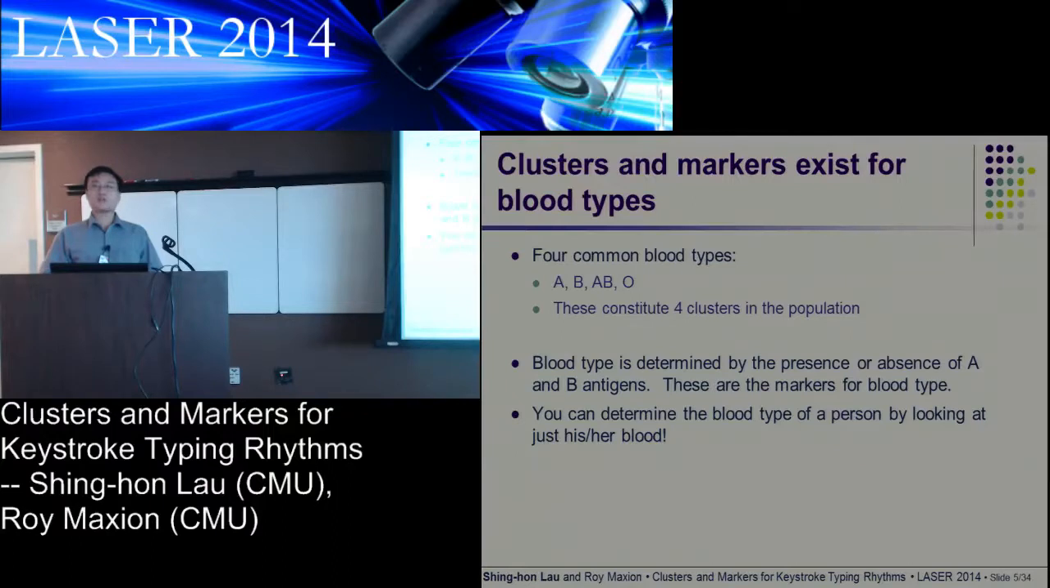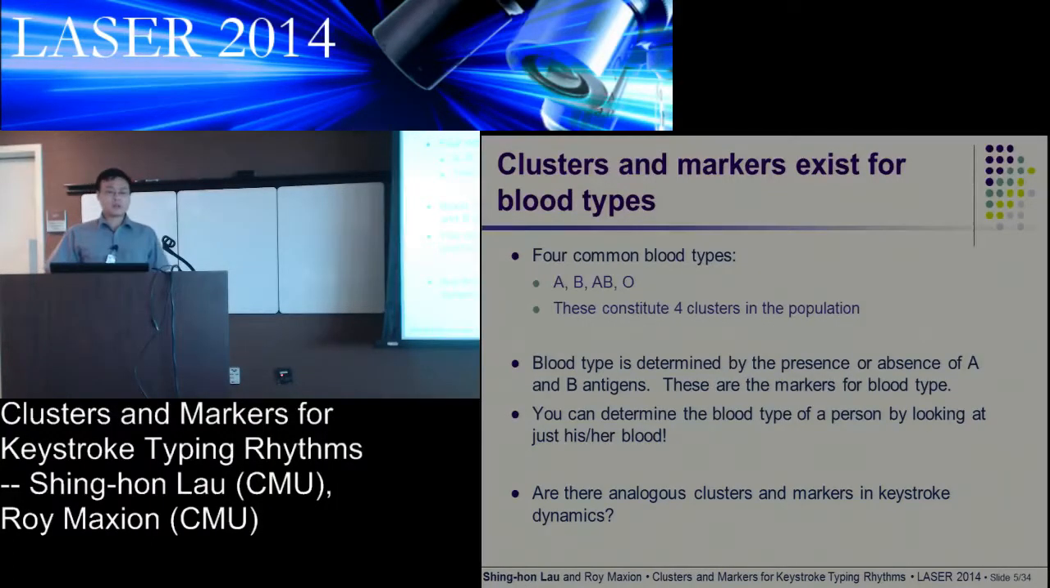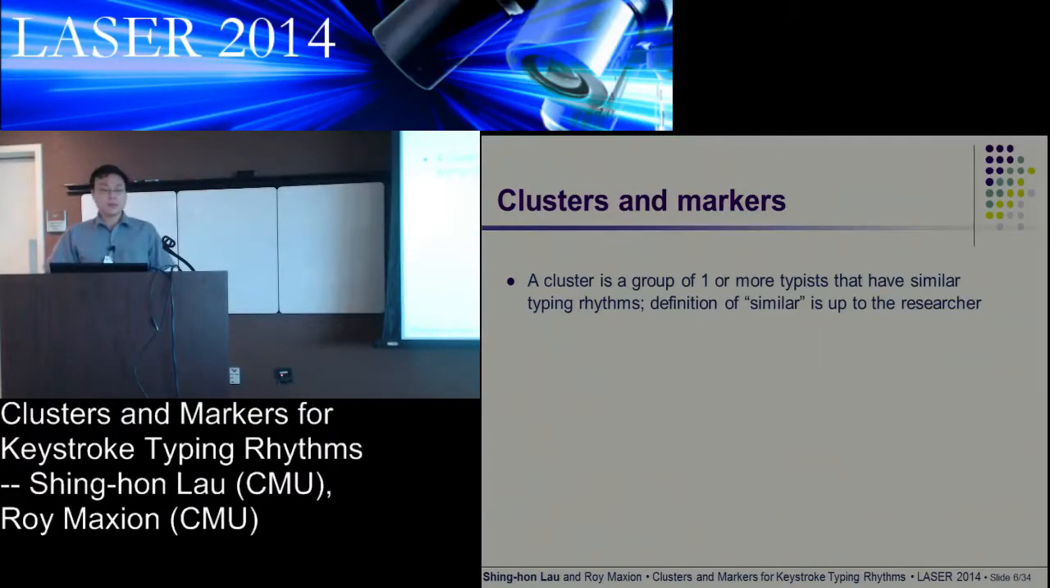And so the way this work got started was that we posed a question of, well, are there analogous clusters and markers in keystroke dynamics? So to formally define this, at least for the purposes of this talk, when I talk about a cluster, I'm referring to a group of one or more typists that have similar typing rhythms. And I'll leave the definition of similar up to the researcher. And there's a particular definition I'll use for this work that you'll see in a couple of minutes.